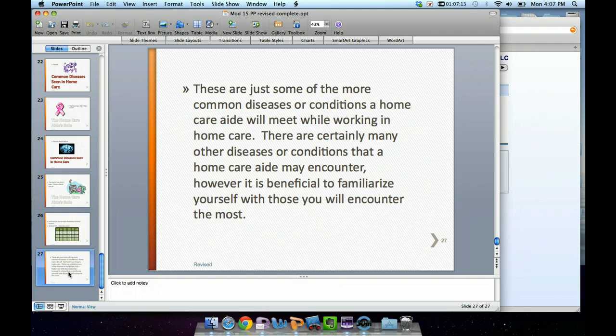These are just some of the most common diseases that you may see. There are certainly many, many more, and it's beneficial to familiarize yourself with those you encounter the most. Since you're not practicing yet, you do not know what those are. So start thinking about these diseases and potentially some of the other diseases as we head into your final project.